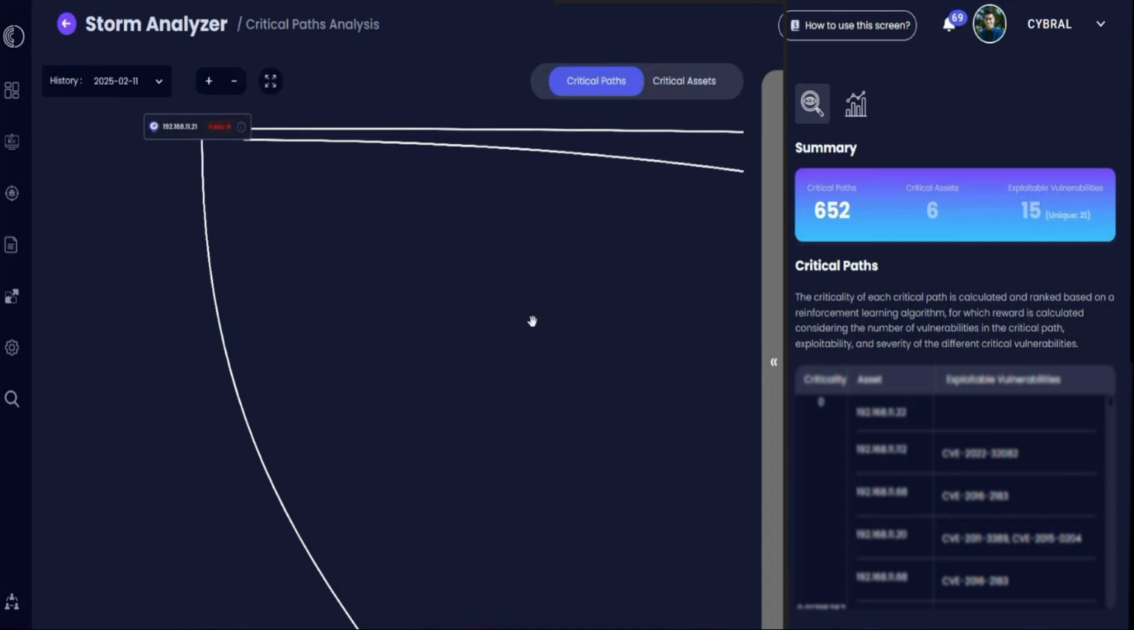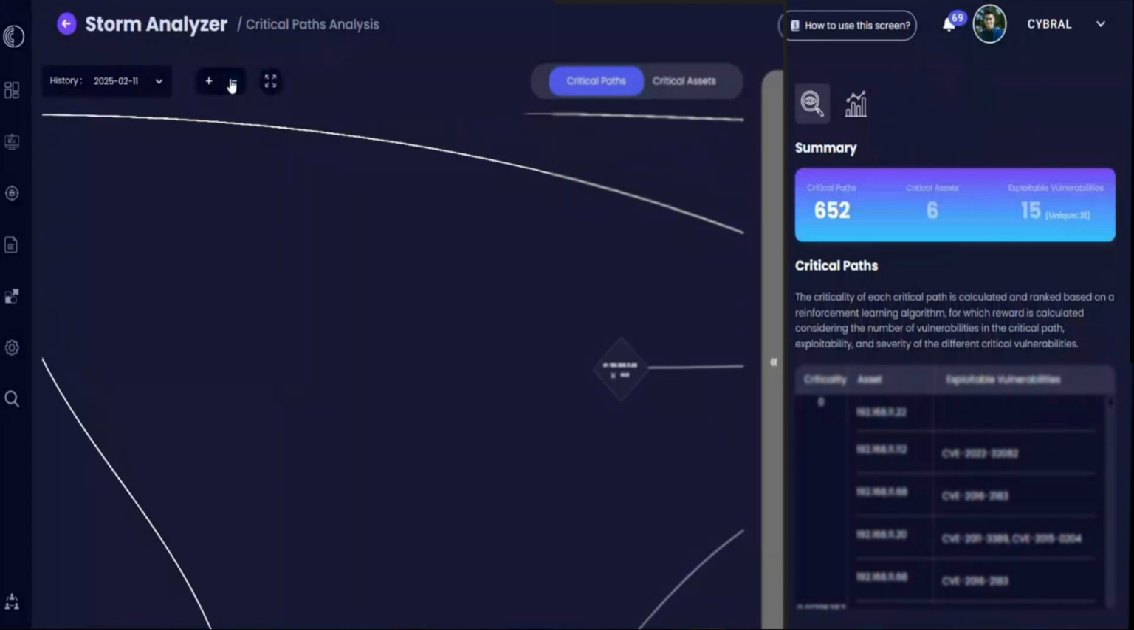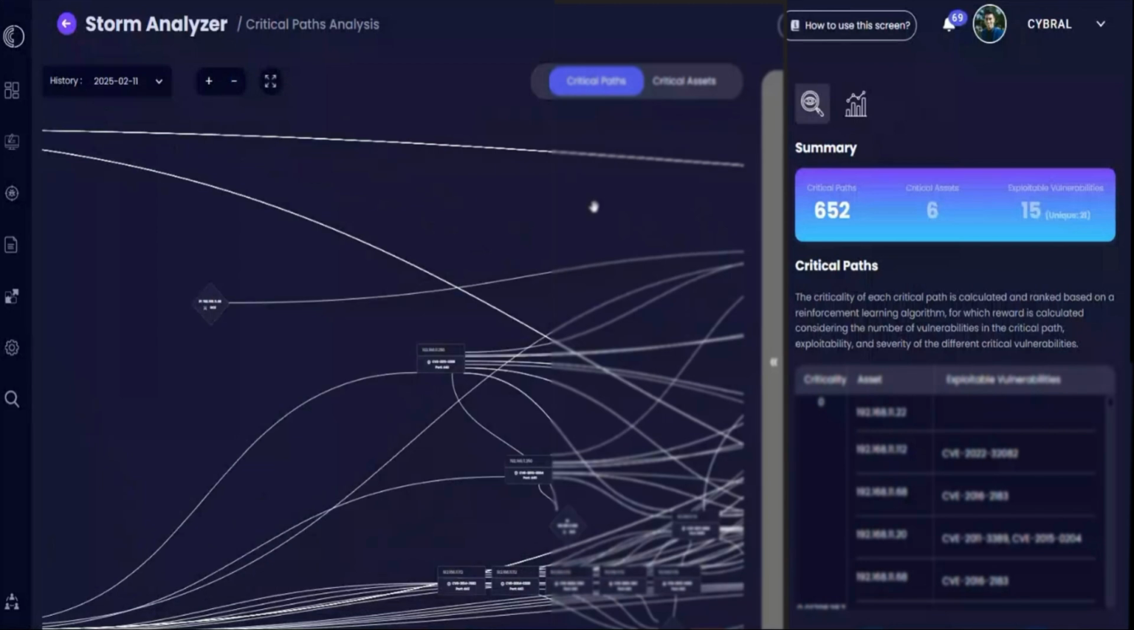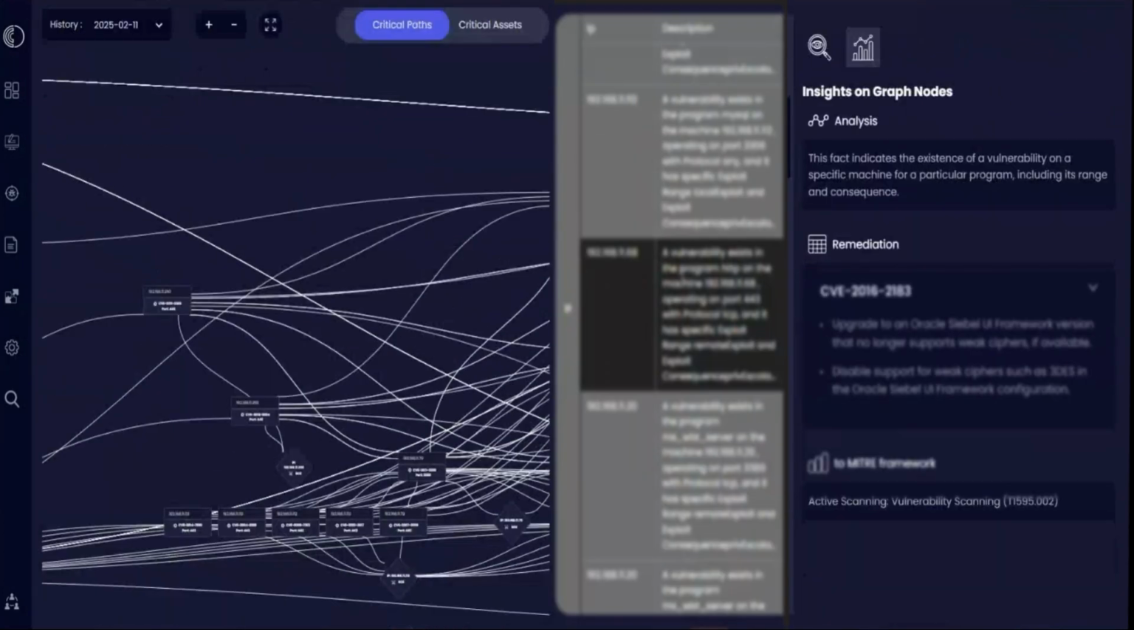To understand how these conclusions are derived, we can step back and examine the critical path analysis page. This page presents a complete graph that maps out all possible ways an attacker could navigate through the network infrastructure. Each node in this graph represents a vulnerability within the system.